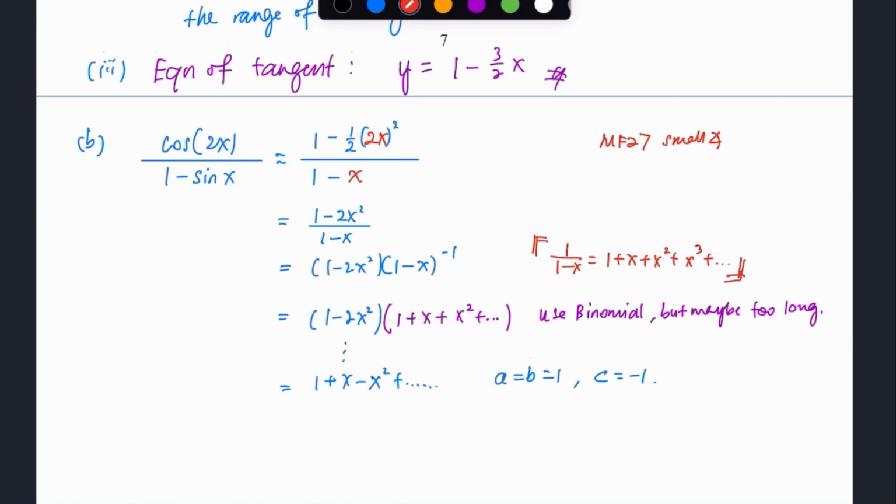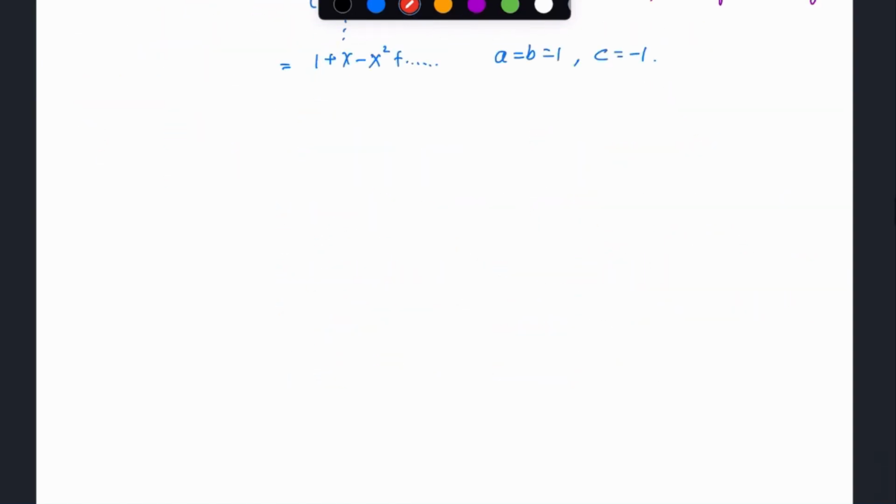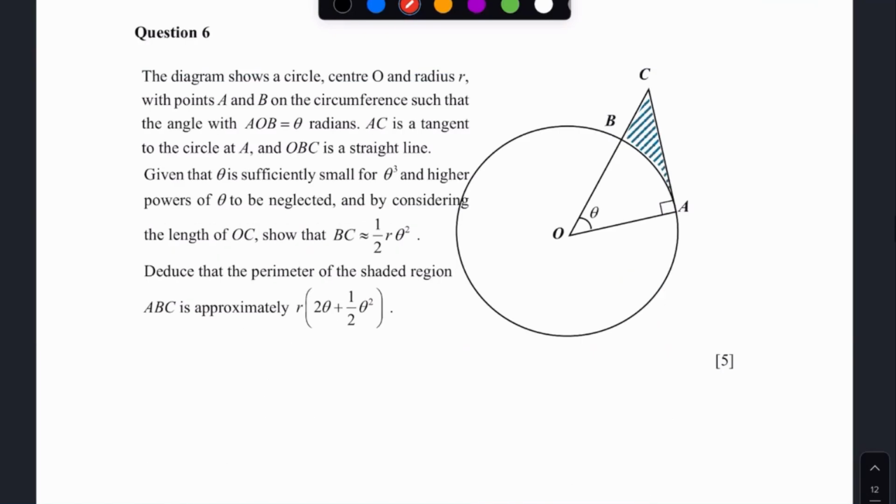Okay, moving on to question 6. The diagram over here shows a circle, center O, radius r. So let's mark out r and r over here. AOB is theta radians. AC is a tangent, so we get a 90 degree angle. OBC is a straight line. Given that theta is sufficiently small for theta cubed and higher powers to be neglected.